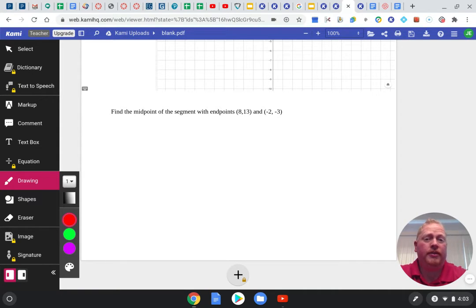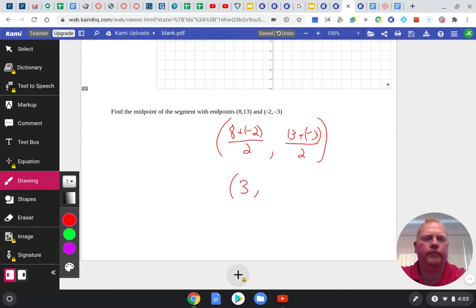You don't even need a graph to do this. If they just say find the midpoint, all you've got to do is add up your x's, divide by 2, add up your y's, and divide by 2. Now, if instead of putting 8 plus negative 2, you just put 8 minus 2, that'd be fine. Either way, 8 plus negative 2 is 6. 6 divided by 2 is 3. 13 plus negative 3 is 10. 10 divided by 2 is 5. Much easier than the distance formula.